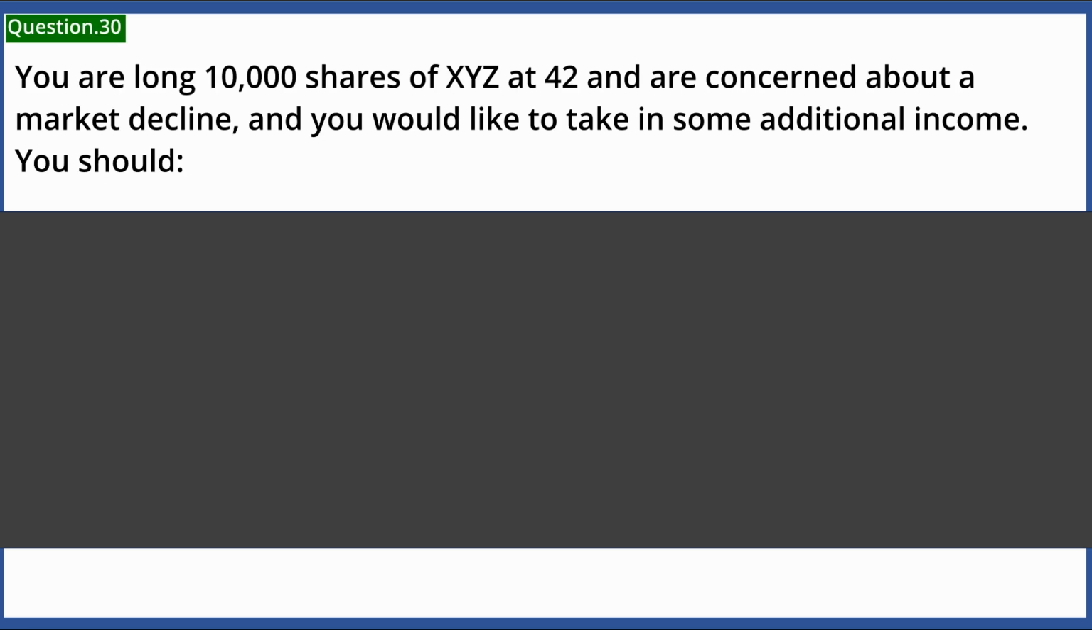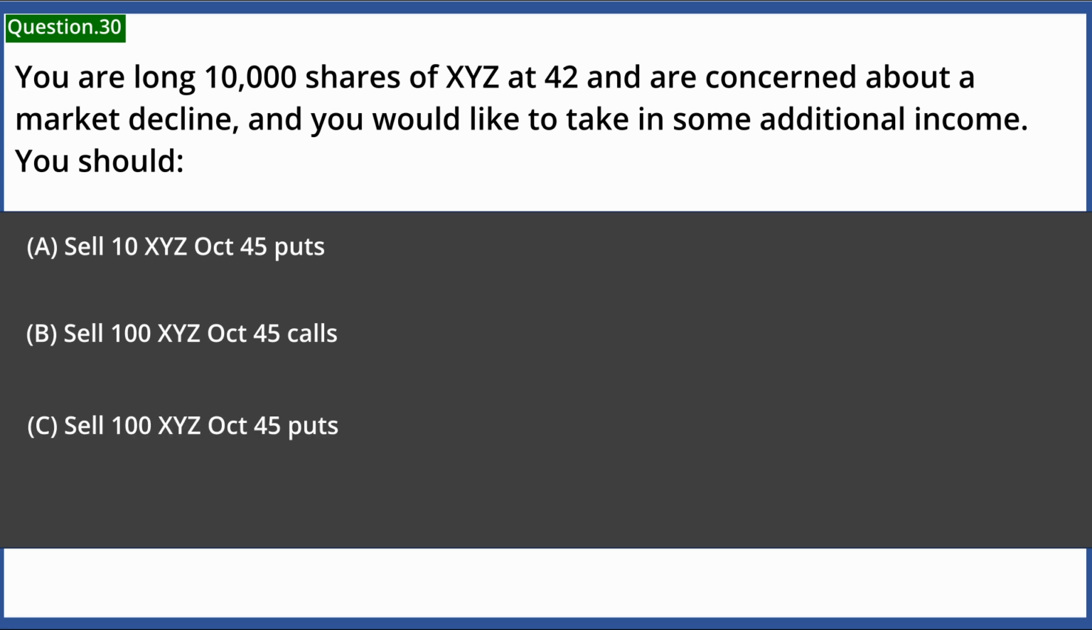You are long 10,000 shares of XYZ at 42 and are concerned about a market decline, and you would like to take in some additional income. You should A. Sell 10 XYZ October 45 puts. B. Sell 100 XYZ October 45 calls. C. Sell 100 XYZ October 45 puts. D. Sell 10 XYZ October 45 calls. Answer B. Sell 100 XYZ October 45 calls.